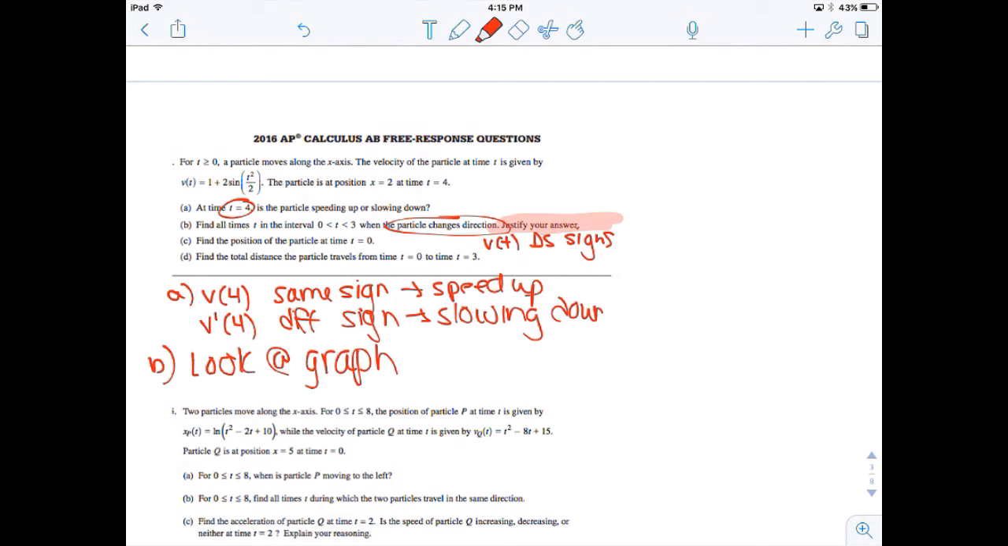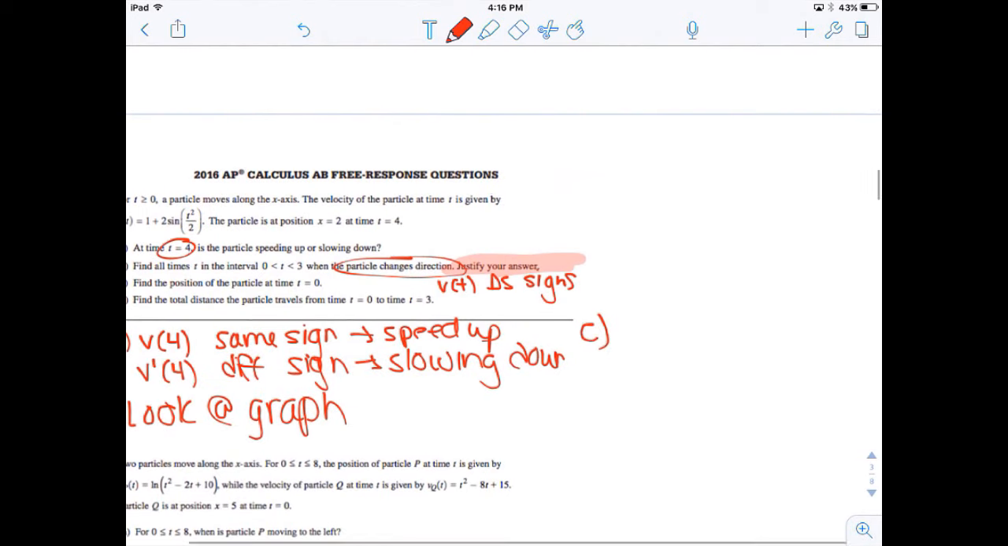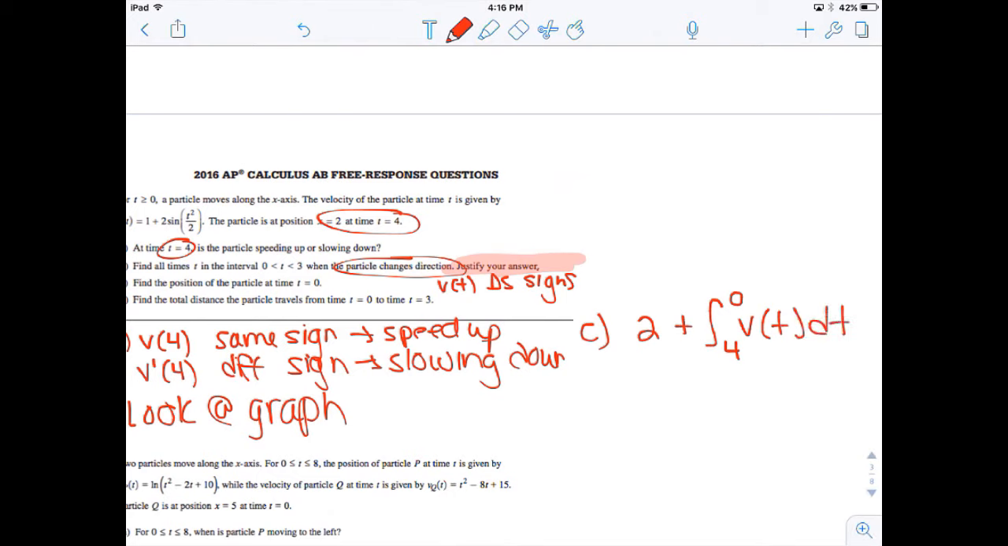C, find the position of the particle at t equals 0. Oh my goodness, what a surprise. We got an initial value problem. So to find that, I am going to do net change. So my initial will be the position at 4, which is what I know. So 2 plus the change from 4 to 0 of v of t dt. And again, put this in your calculator, get a value. But remember that we're starting at t equals 4, so we have to go backwards from 4 to 0.